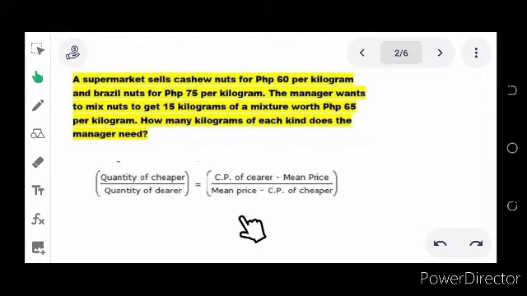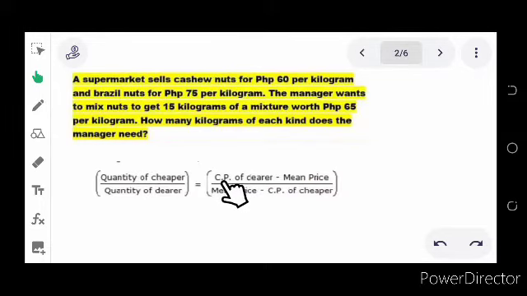And this is the formula for the alligation method. Simple as that, just the ratio. That's quantity of the cheaper over quantity of the dearer. Dearer is the expensive one, so the one with the higher price, obviously. And cheaper is the one with the lower price. In this case, cheaper is the cashew nuts because it's 60 compared to the Brazil nuts, which is 75. So 75 is the much higher price, so the dearer is the Brazil and the cheaper is the cashew nuts.